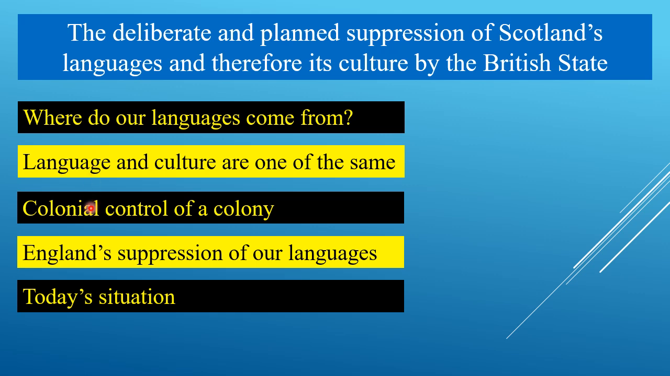I then briefly summarise an earlier video that shows that Scotland is indeed a colony of England. Once this is done, I explain how England has been and is suppressing our language as a deliberate colonial act. Finally, an update of how social and economic changes since the Second World War have aided the suppression of our indigenous languages. This ends with a brief look at the political situation since the creation of the Scottish Parliament in 1999.